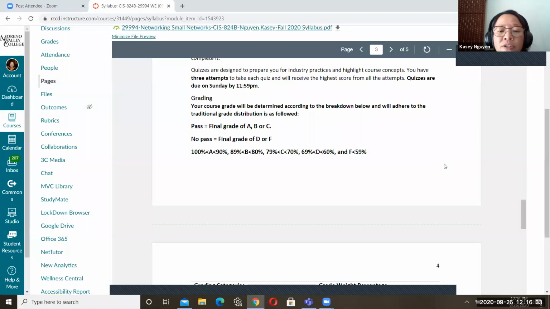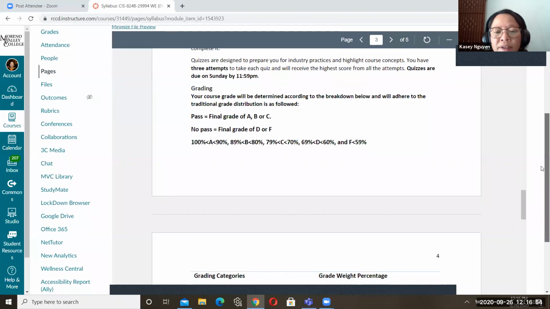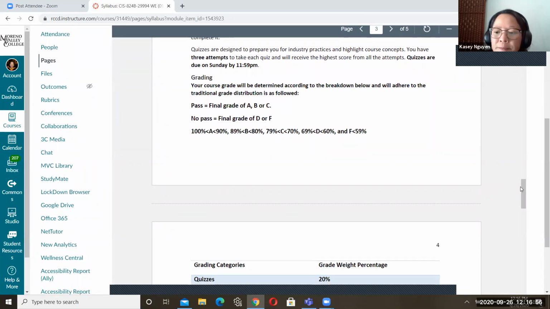Now, for a student that receives a no pass, this student can file an EW, which is the end of session withdrawal. If you need the information, you can visit the college website or you can reach out to me. I will provide you with the document. You need to file that with student services.